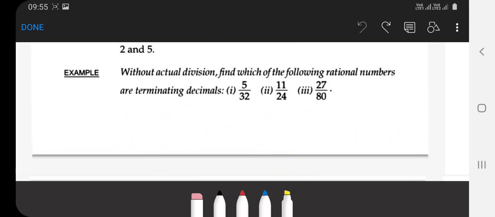Clear? It is a terminating decimal. Clear, students? Similarly, you do 11 by 24 and 27 by 80.